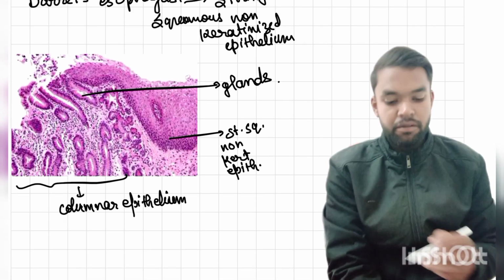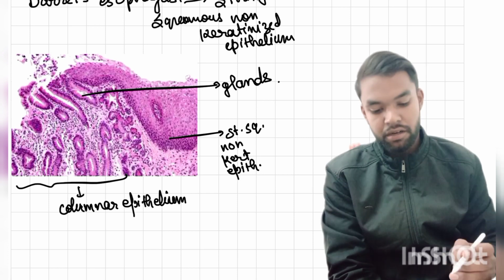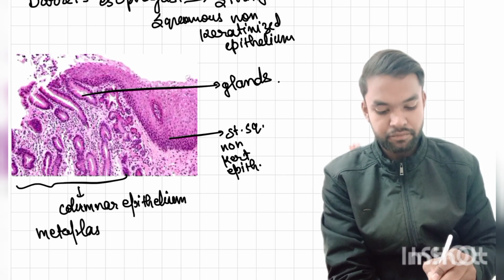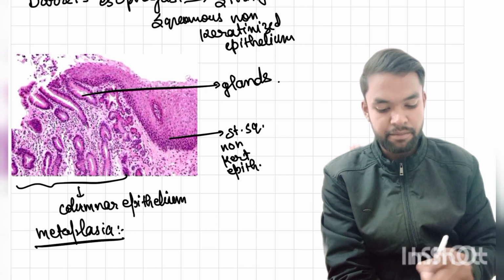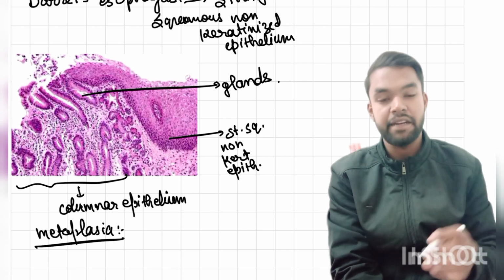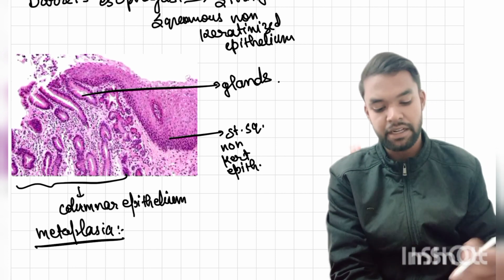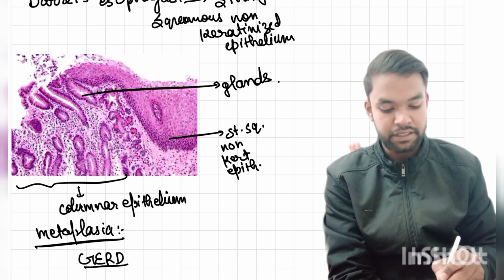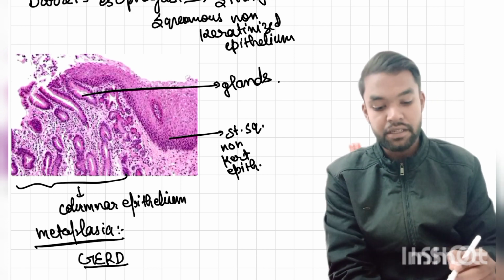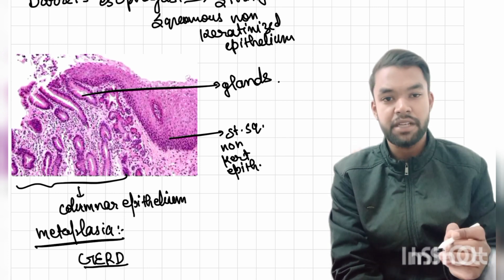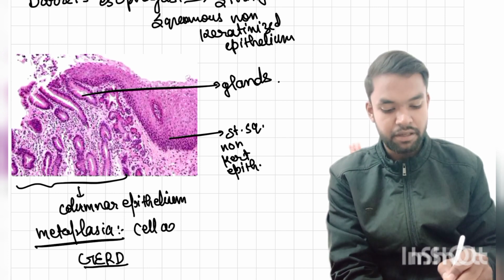So basically what is metaplasia? Let's see about it. Metaplasia is the conversion of one type of epithelium or connective tissue to another type of epithelium or connective tissue. In this condition, gastroesophageal reflux disease, GERD, is the stress for our epithelium, and metaplasia is a type of cell adaptation.